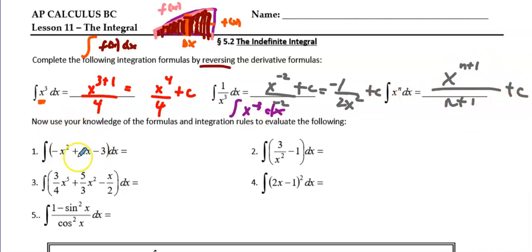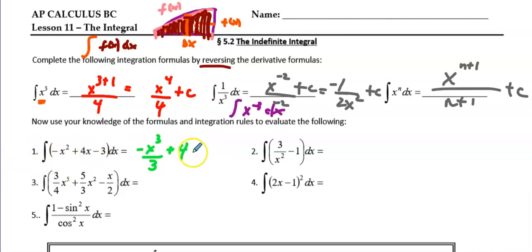So let's look at this particular example right here and see if we can figure out what to do. For negative x squared, and just like with derivatives, we can integrate these separately and still be fine with it. So for negative x squared, we're going to do negative x, add 1 to the power, 2 plus 1 is 3, and then whatever that exponent is, we divide by 3. There's our integral for negative x squared. It's that simple. Leave the constants alone.